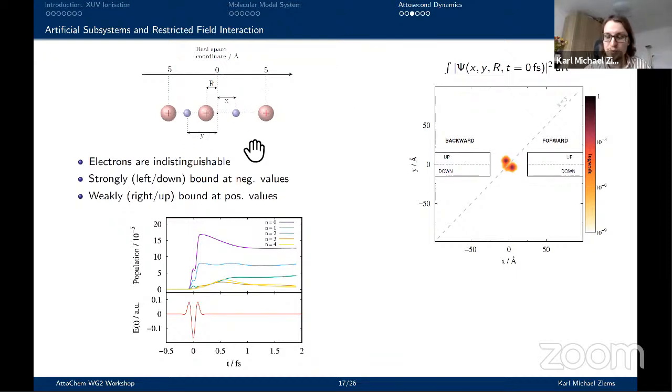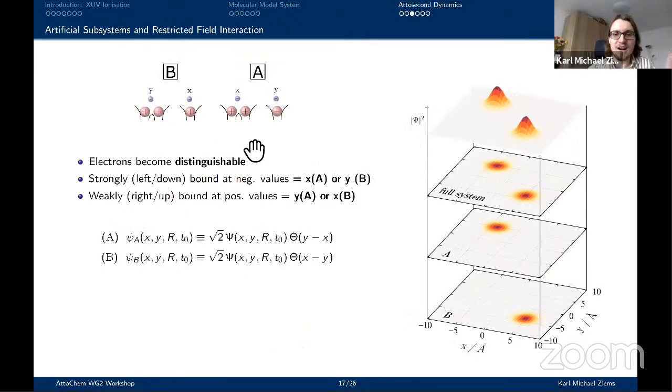So the first trick and approximation we are doing is that we're using artificial subsystems, as we call it, meaning that this is our full initial electronic density. And now we just make our electrons distinguishable by applying a Heaviside function around the mirror plane and creating subsystems, let's say A and B, in which we can exactly say where which electron lies. For example, subsystem A means that the X electron is on the left-hand side, the Y electron is on the right-hand side. The X is the strongly and the Y the weakly bound electron.